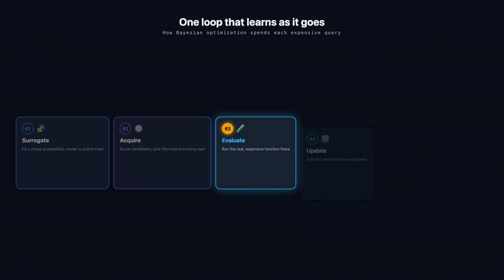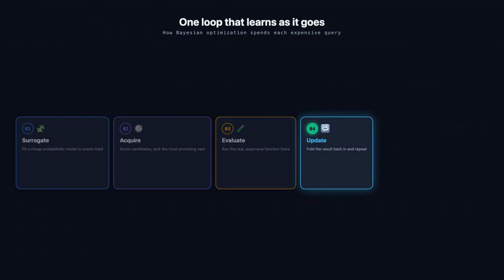Now you actually spend the money. You take that chosen point and evaluate the real, expensive function there, running the full training job or the lab experiment, and you record the true result. This is the one genuinely costly action in the whole loop, so every previous step exists to make sure you spend it wisely and not waste a single trial.